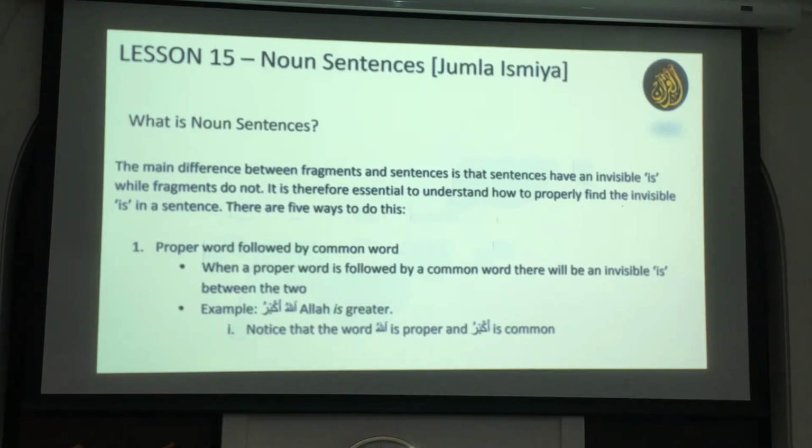But for this rule to remember, you look at Allah and the Akbar. The one is proper. The word Allah is proper because we know Allah is the name of our God, Allah. So a name is always proper, and the word Allah is always proper. And the next is followed by an improper, like a common word. So you put an is in between. So that's why Allahu Akbar means Allah is great, or Allah is greater, or greatest. So that's why we say Allah is greater. Okay. So then you put an is in between. So that's one of the ways to put an is. Okay. Next one.